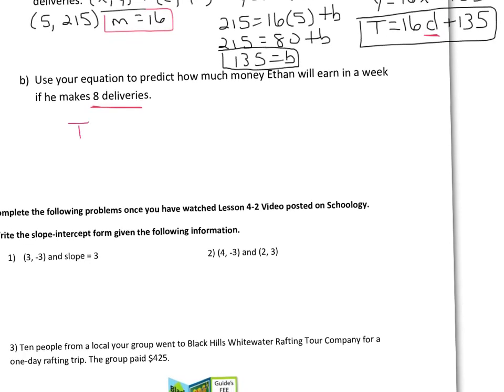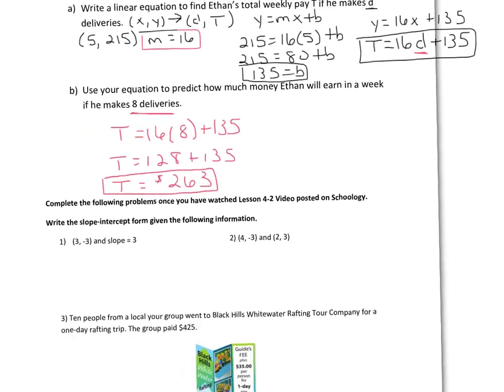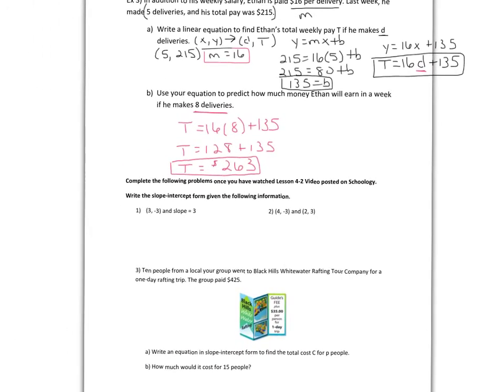Okay. T equals 16 times 8 plus $135. So T equals 128. When I take 16 times 8, that's 128 plus 135. So he can make a total of $263.